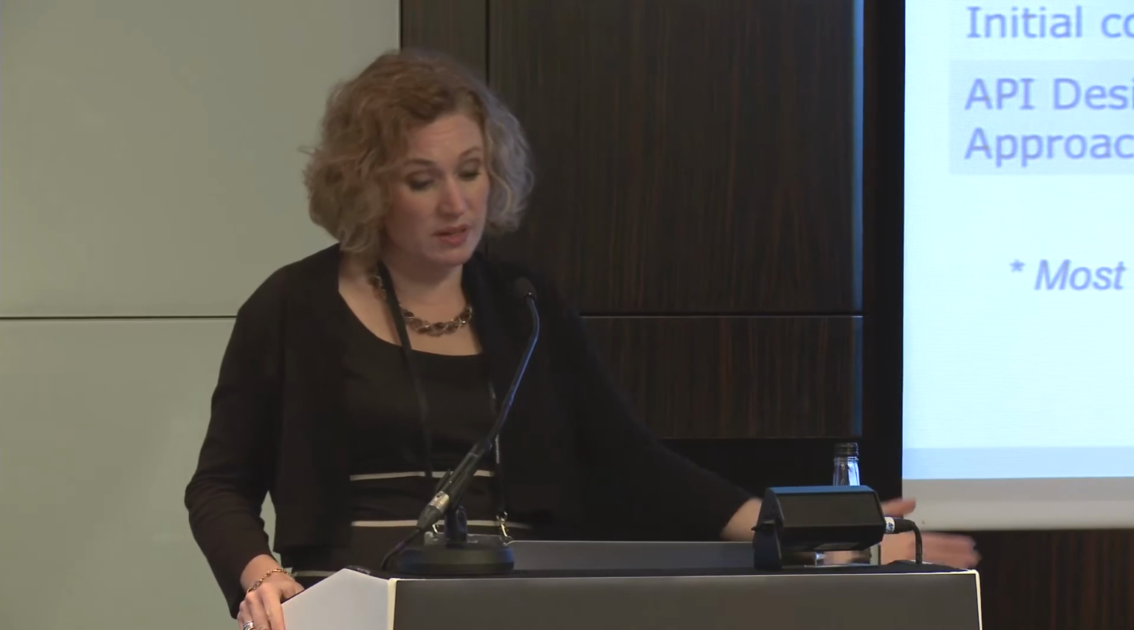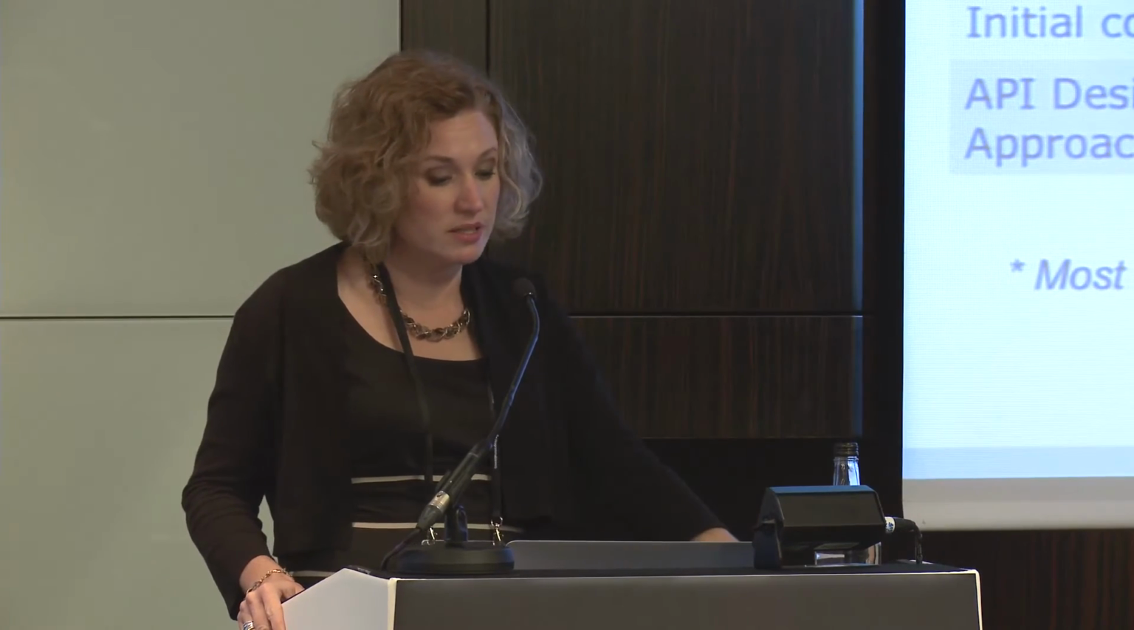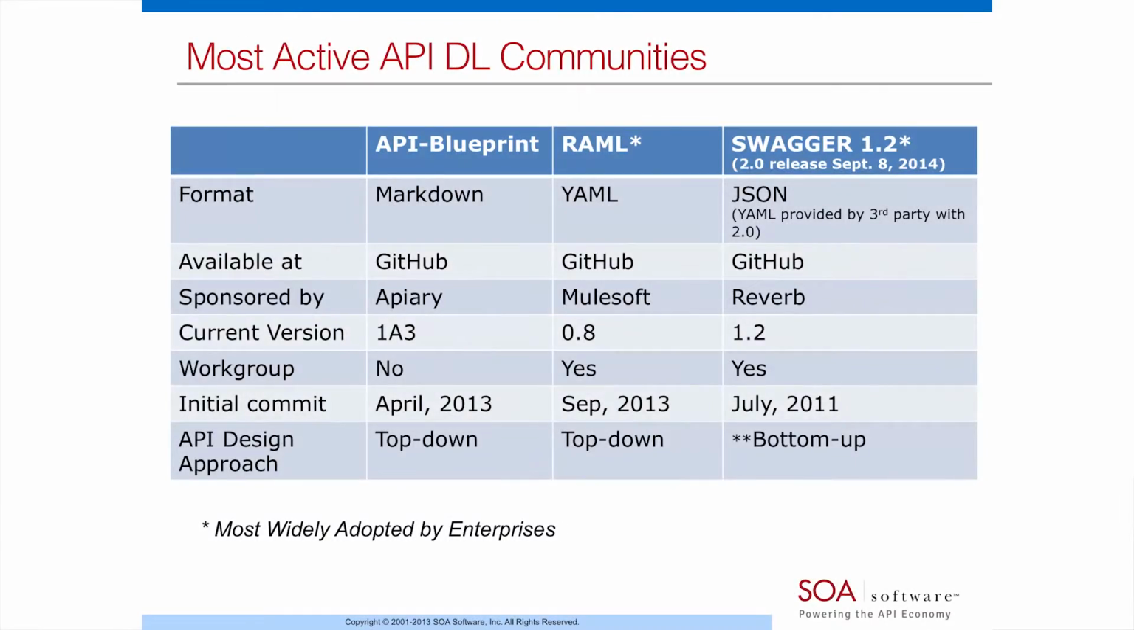Now, the other one that is probably the most adopted, simply because it's been out the longest, is Swagger. Now, that is JSON-based. It just released 2.0, a week ago, or two weeks ago, on September 8th. It's available on GitHub. Reverb is the sponsor of it. It's 2.0, but it's been available since July 2011, which is why it's mostly the most widely adopted API description language.